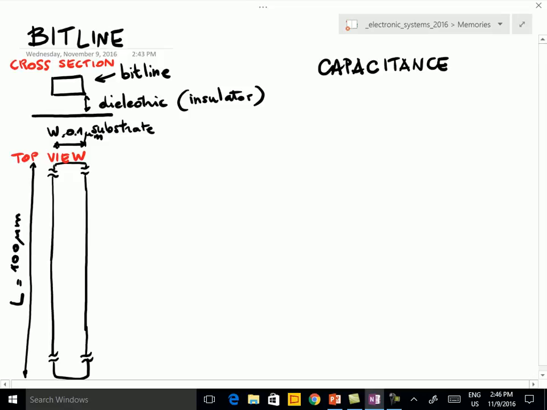So before we write the capacitance, you have to think that at regular positions, the bit line is crossed by metal lines. Okay, and actually, what we have is that every few hundred nanometers along the bit line, we have a contact with the substrate. So these are contacts.